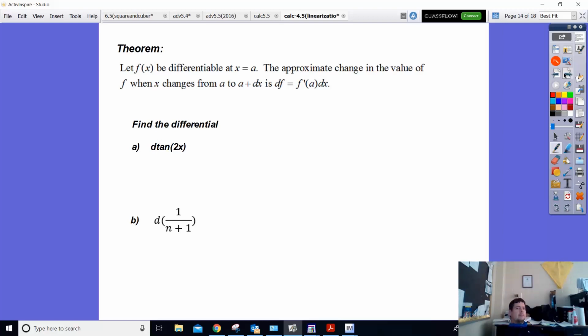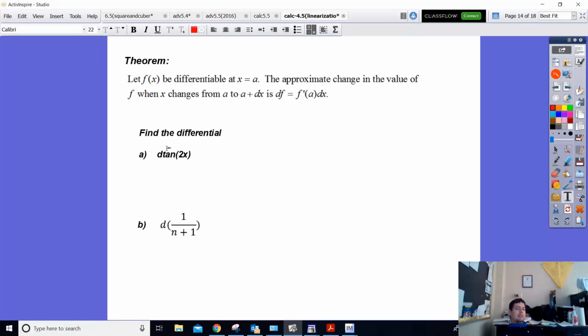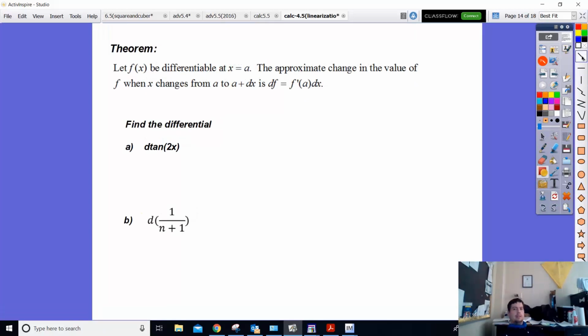Probably still will. But let f of x be differentiable at x equals a, some point. The approximate change in the value of f when x changes from a to a plus dx is f prime of a dx. When it talks about find the differential here, your book has some kind of weird things, like they put a little d out front. That d there is standing for differential, or in other words, find the derivative and include dx. That's all the theorem is telling you to do.